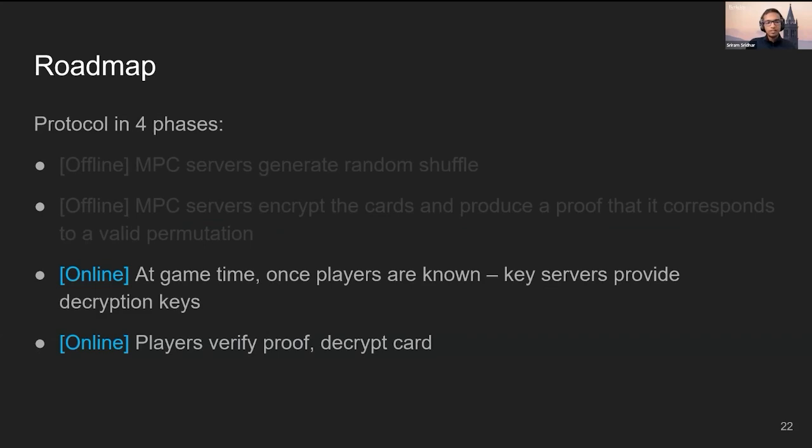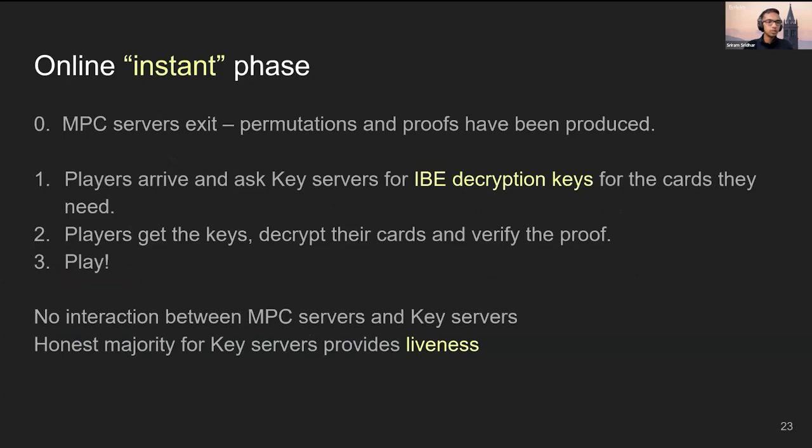And in the online phase, we have really just one step. This will be the shortest slide pretty much. And in this online instant phase, step 0 is done at some point in the past. Servers have done their part, they produced the permutation, they produced a proof, and have exited. And when the players arrive for the game, they need to figure out which cards they need to get, say indices 1 to 5 for the first player and so on.